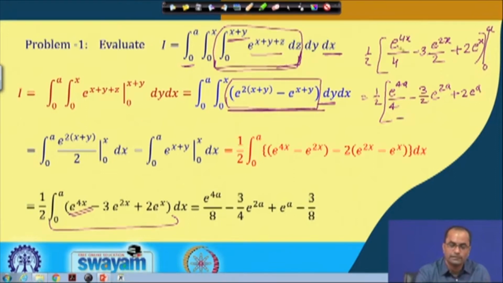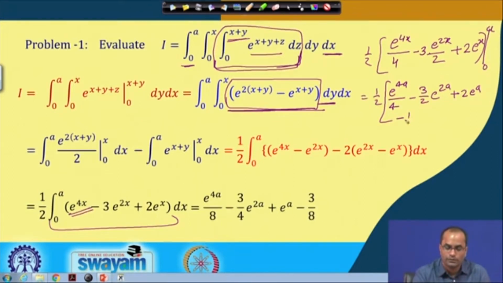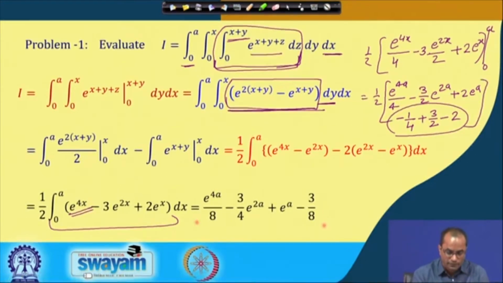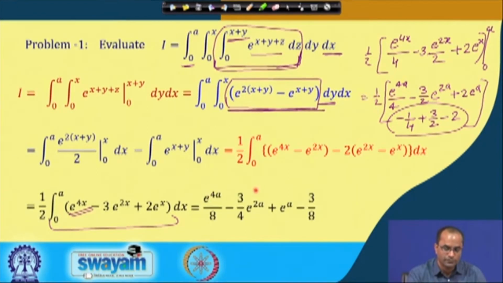Then with the minus sign, the 0 will give 1 over 4, and here again the 0 will give 1. So, 3/2, and here this will be minus 2. This is precisely what we have here: e^(4a)/8 minus 3/4. So, 2 to 4 here we have e^(2a), and this 2 with this half.